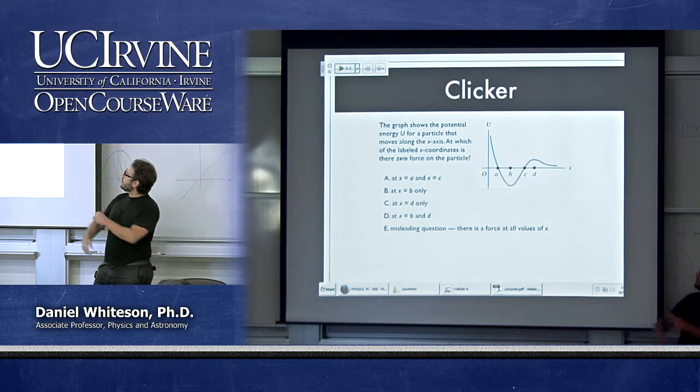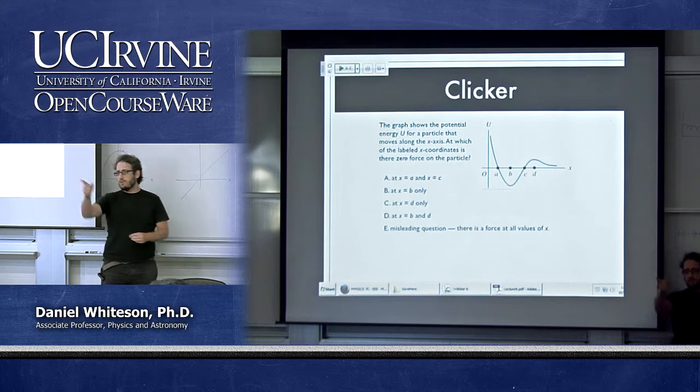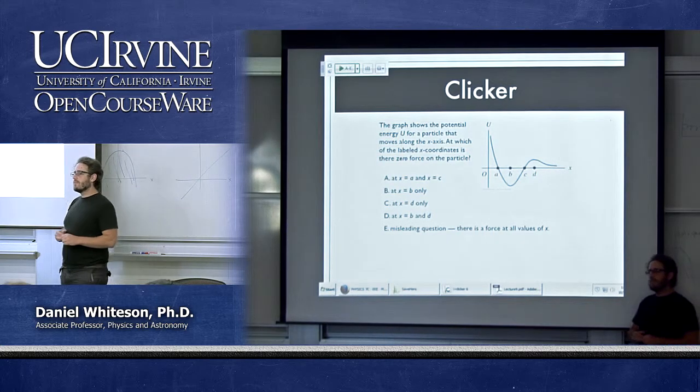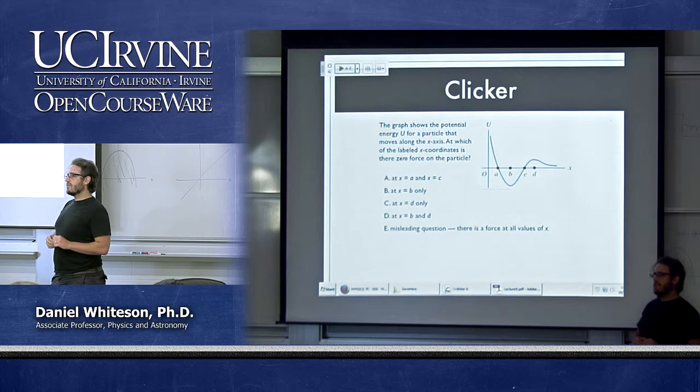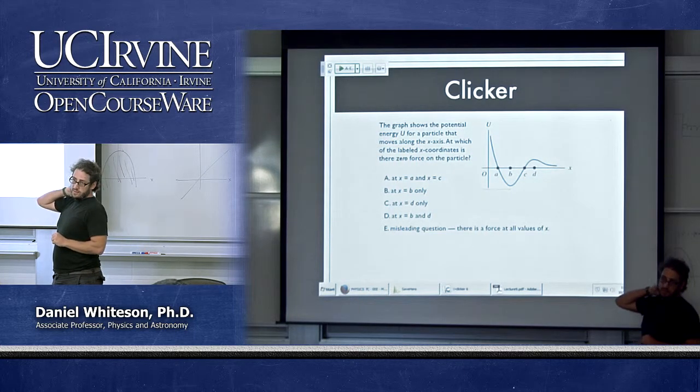Yeah, so at the points where the slope is 0, there's no force, right? Anybody disagree with that? Shouldn't there always be a force due to gravity? Well, we don't know if there's gravity here. We could be in outer space in some weird other potential, right?